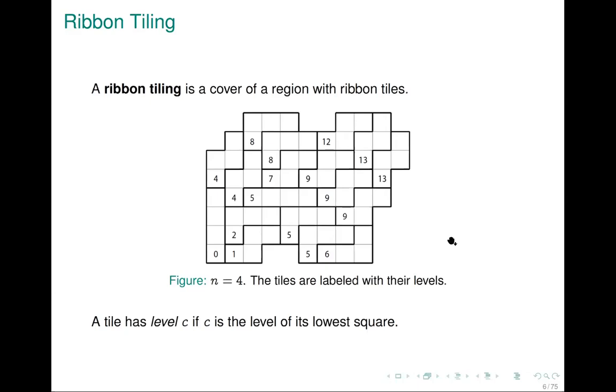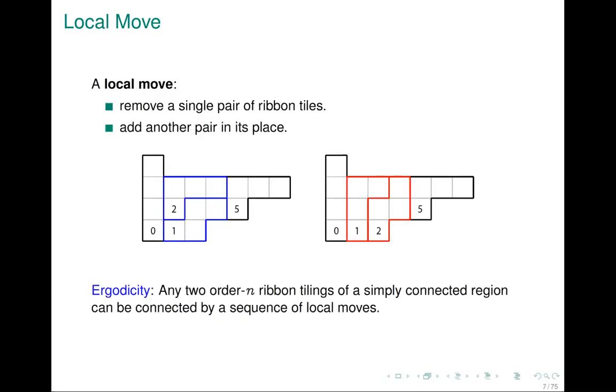For tilings, we define a local move. For example, in this picture, we can take off this 1 and 2, and then put them back the other way. We call it a local move. There's an important conclusion that ribbon tilings are connected by these local moves. It means any two tilings are connected by a sequence of local moves.